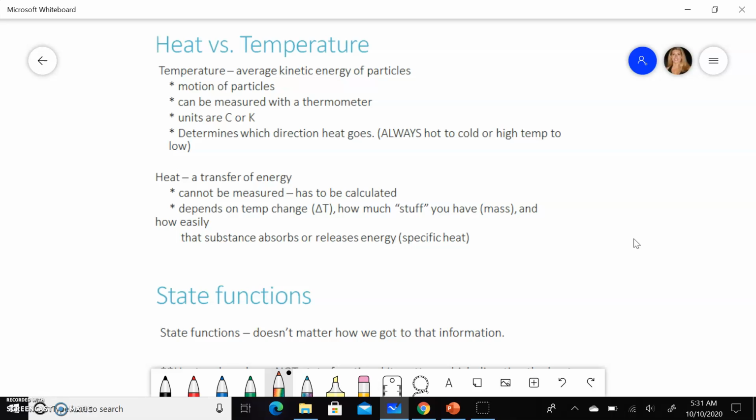So you have to calculate this amount of heat energy. You can't just measure it. And this is going to depend on the temperature change. So the bigger the temperature change, the more heat is going to be involved. It also depends on how much stuff you have, and the fancy word for that is mass. So the mass of the object and how easily that substance absorbs or releases energy, and that's called specific heat. And we'll get to that a little bit later too.